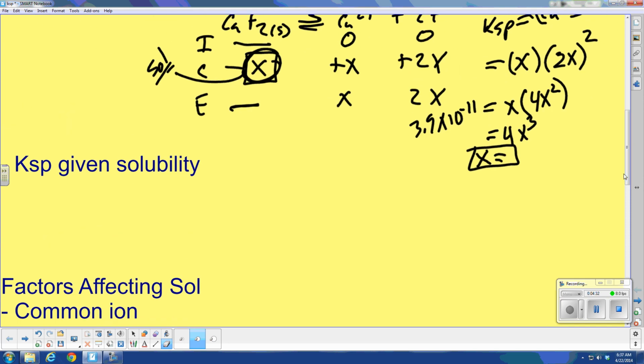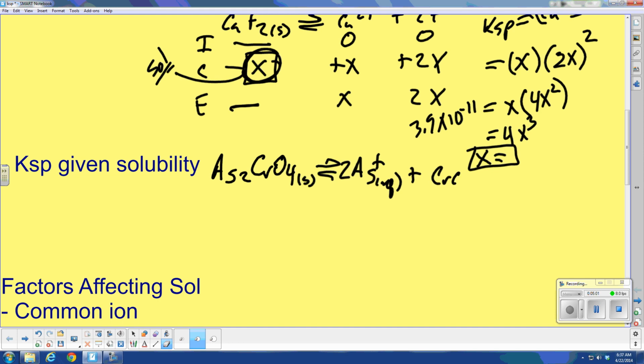Now, how do I get KSP given solubility? Okay, let's take something that's maybe a little easier. How about, I don't know if it's any easier, how about my silver chromate? Let's take silver chromate. And so what's it going to do? We're going to have silver chromate solid break into 2 silvers, aqueous, plus 1 chromate, aqueous. Good. And we do our ICE thing.